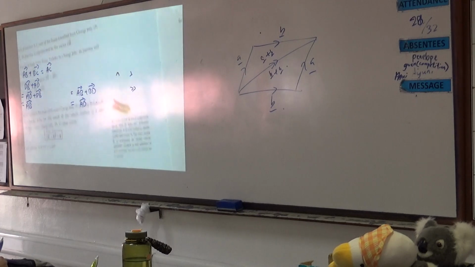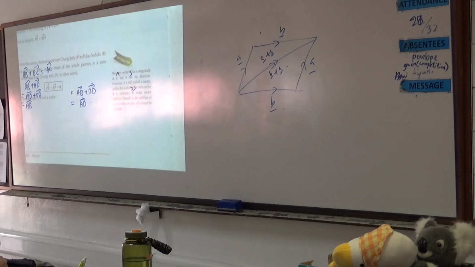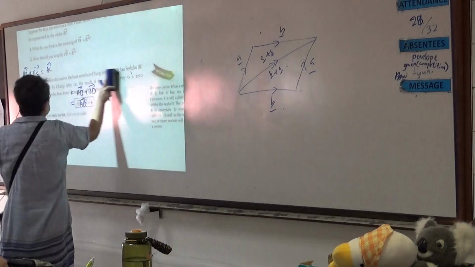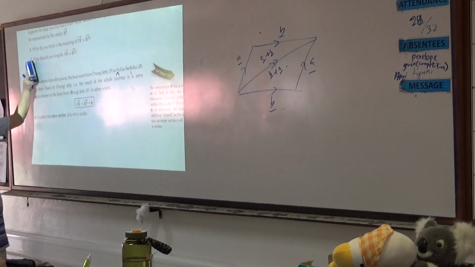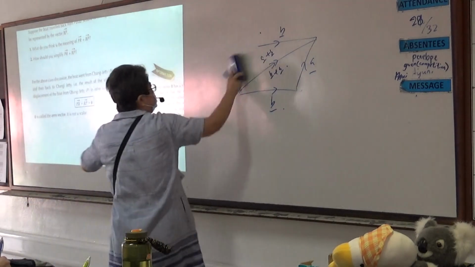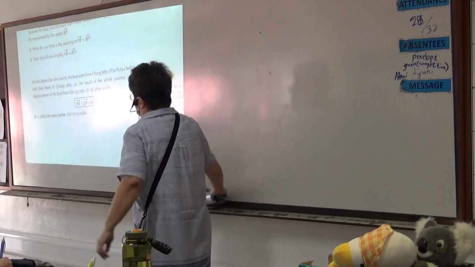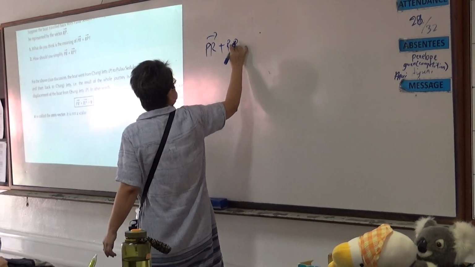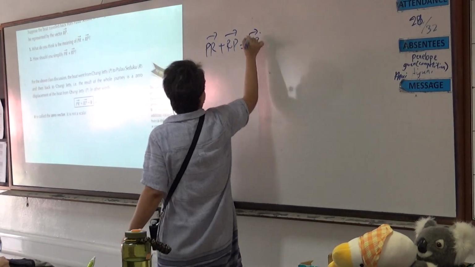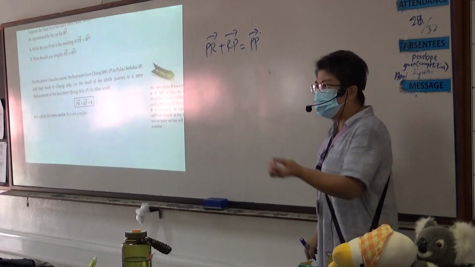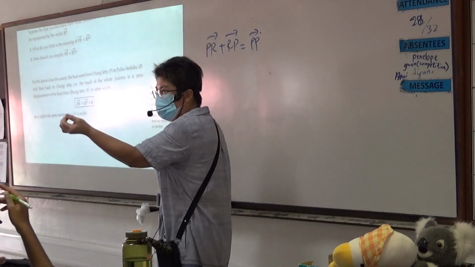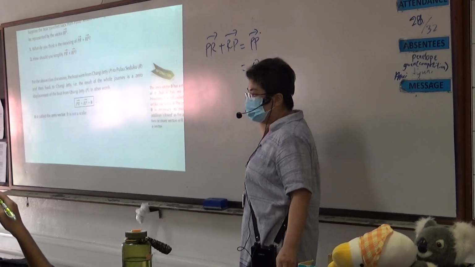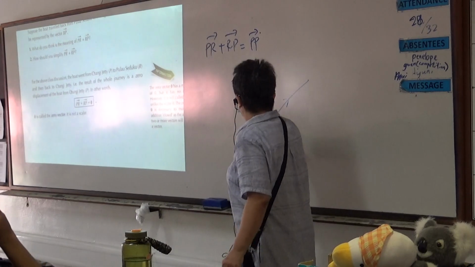Now, next. What do you mean by a zero vector? Zero vector means the thing never moves. Now, I want to show you something. PR plus RT. Do you agree that finally it's actually PP? It's the same point, right? So this is actually the zero vector. You must put an arrow below. It's a zero vector.